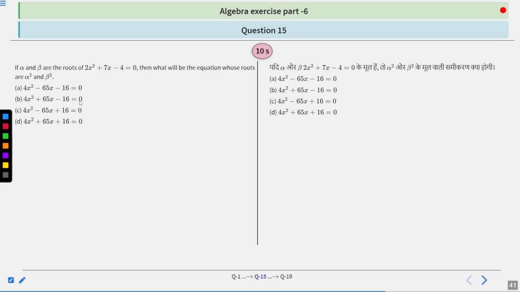And the options are option A, 4x square minus 65x minus 16 equal to 0. Option B, 4x square plus 65x minus 16 equal to 0. Option C, 4x square minus 65x plus 16 equal to 0. And option D, 4x square plus 65x plus 16 equal to 0. These are the options.